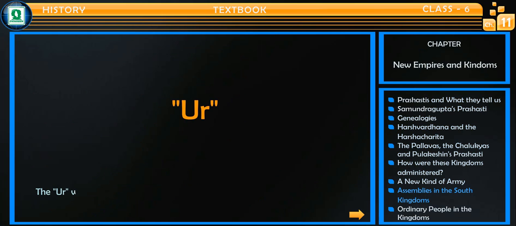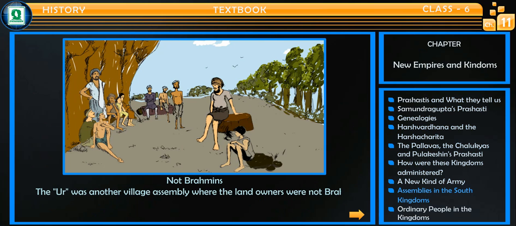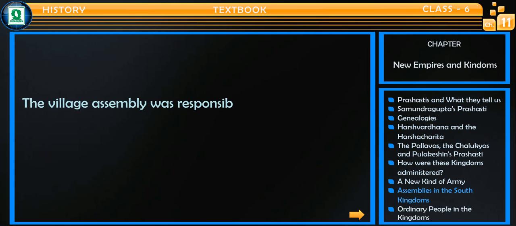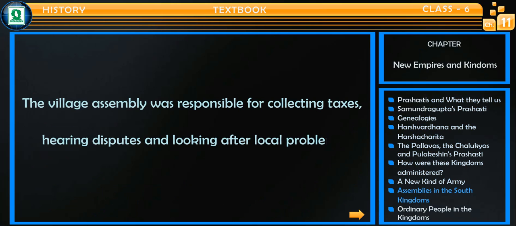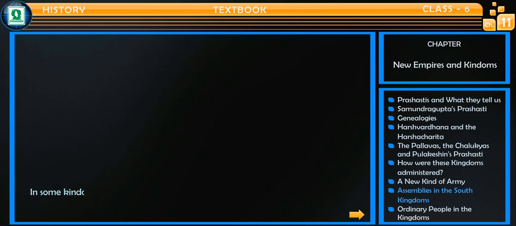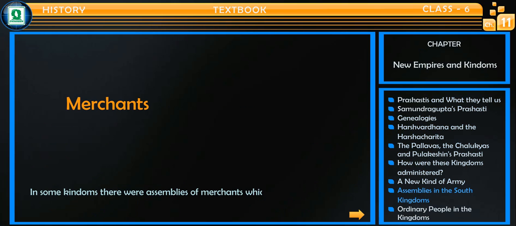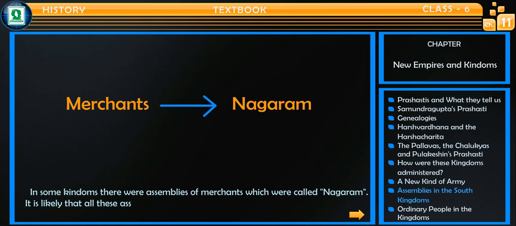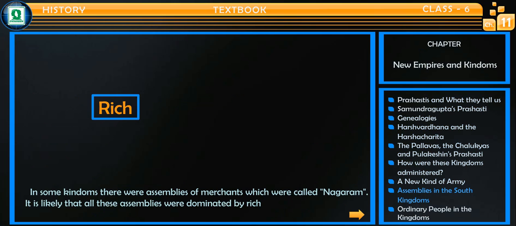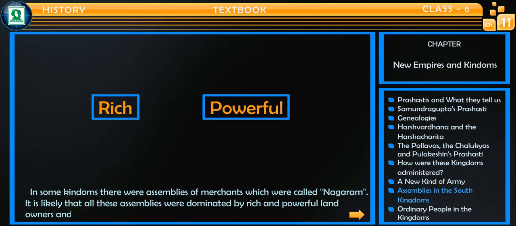The Ur was another village assembly where the landowners were not Brahmins. They enjoyed many powers in the field of justice. The village assembly was responsible for collecting taxes, hearing disputes, and looking after local problems. In some kingdoms there were assemblies of merchants which were called Nagaram. It is likely that all these assemblies were dominated by rich and powerful landowners and merchants.